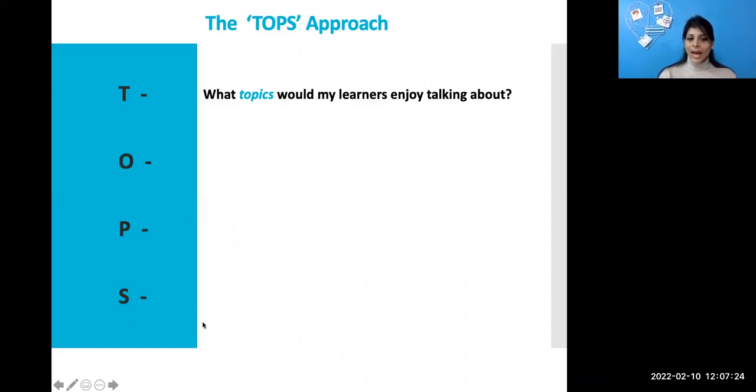So before I share with you what these other elements are, why don't you have a go at it? Why don't you try and guess what these 3 things might be? So please share your thoughts in the chat. What might O, P, and S indicate?